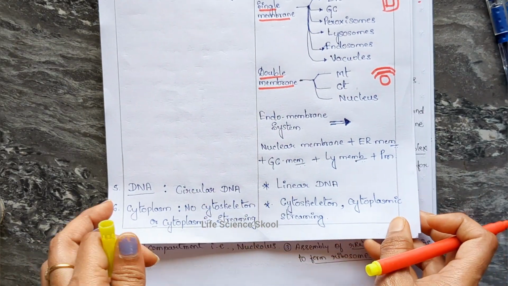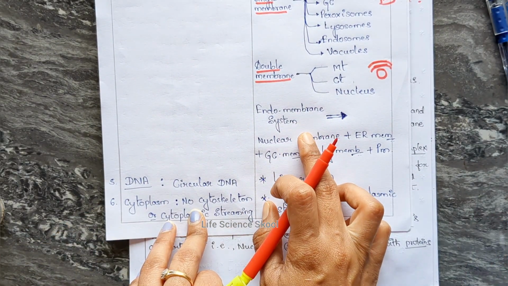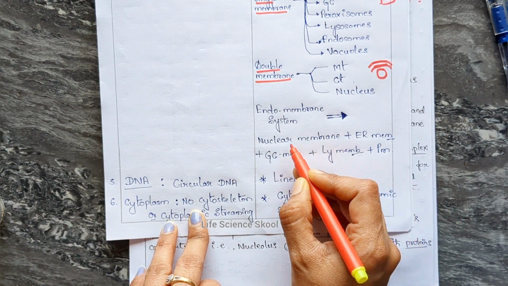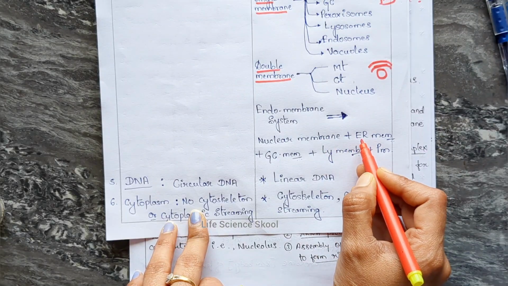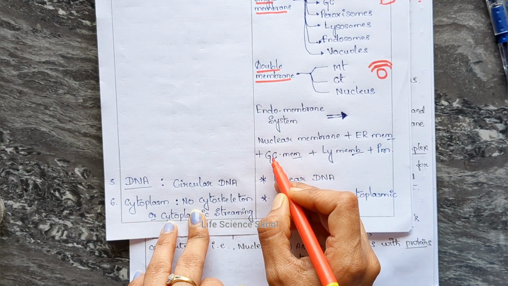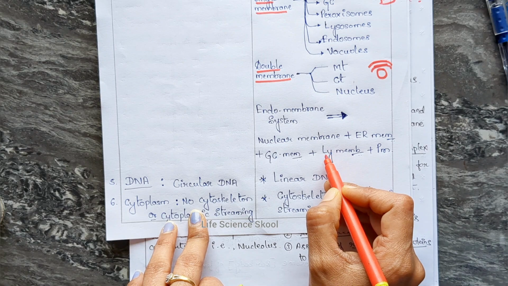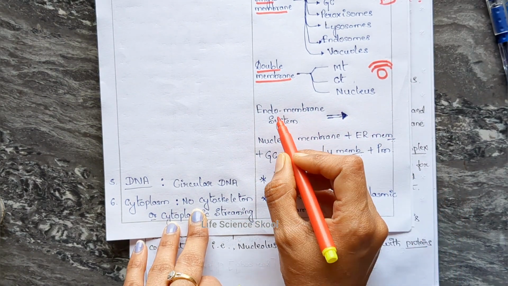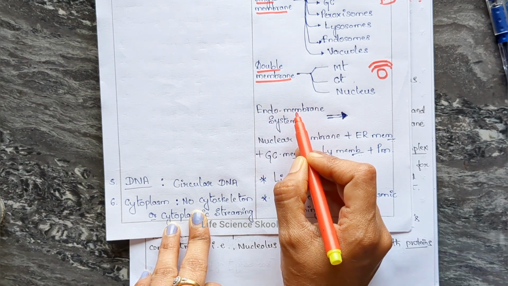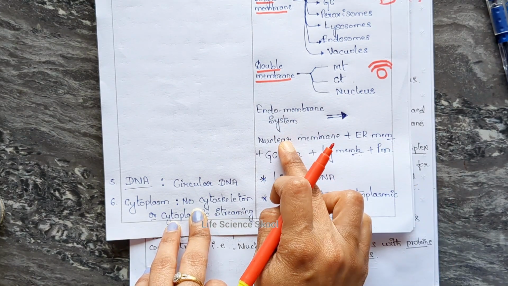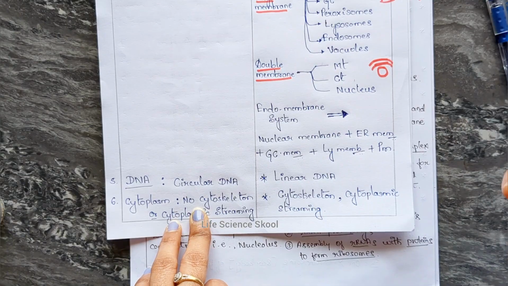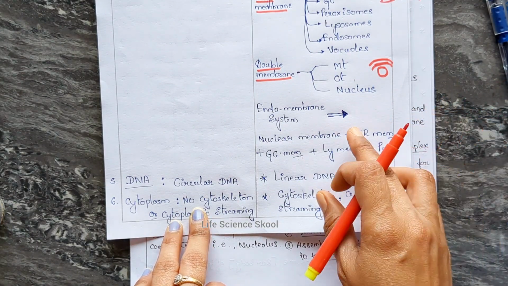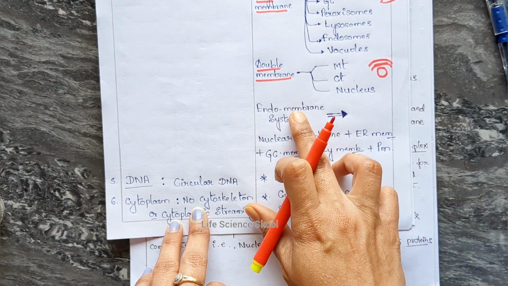Okay, and there is an endomembrane system. What is that endomembrane system? The endomembrane system is composed of nuclear membrane plus endoplasmic reticulum membrane plus GC Golgi complex membrane, then lysosome membrane plus plasma membrane. So when we add all of these together, we call it the endomembrane system. I repeat once again: nuclear membrane, ER membrane, GC membrane, lysosomal membrane and plasma membrane. All of these form the endomembrane system.